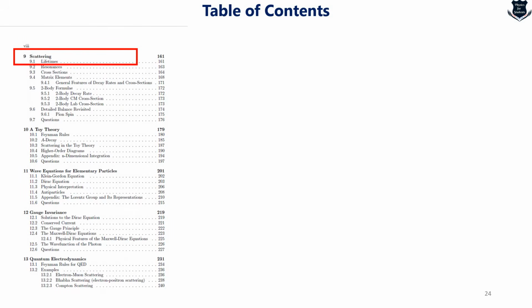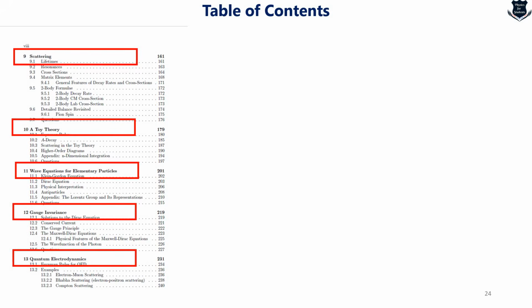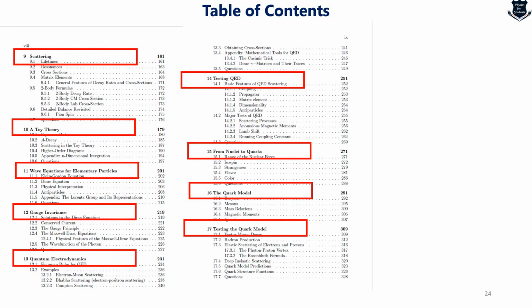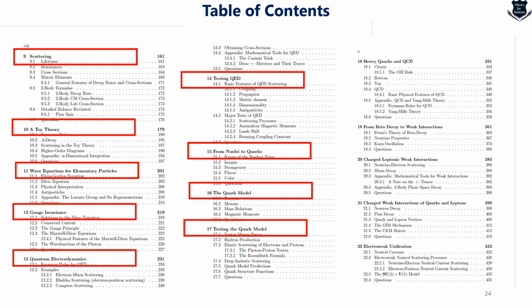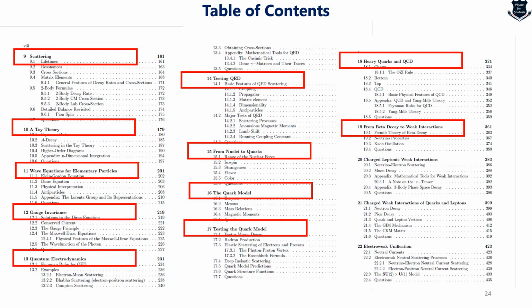Further, if you go on in the table of contents, you will see that scattering is covered quite a lot, where we have the two-body rate, the two-body CM cross-section, etc. The toy theory and higher order diagrams are covered, as well as wave equations of elementary particles, gauge invariance, and a part of QED. Further, the testing of quantum electrodynamics through antiparticles, and matrix elements from nuclei to quarks. The quark model is discussed, and the testing of the quark model. Then he discusses heavy quarks and quantum chromodynamics, from beta decay to weak interactions and further.